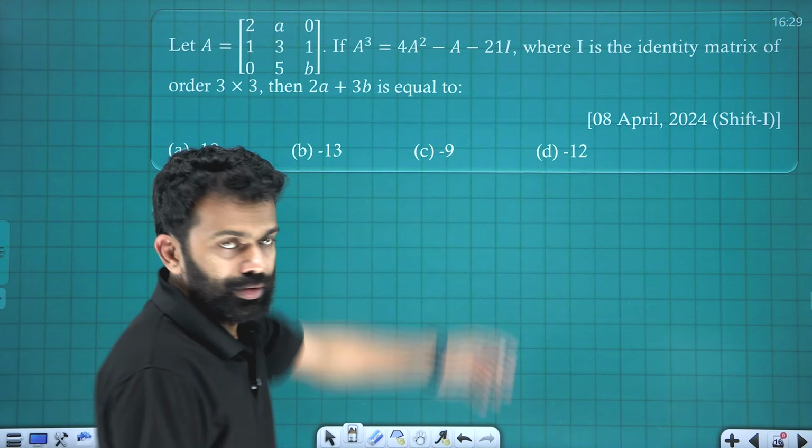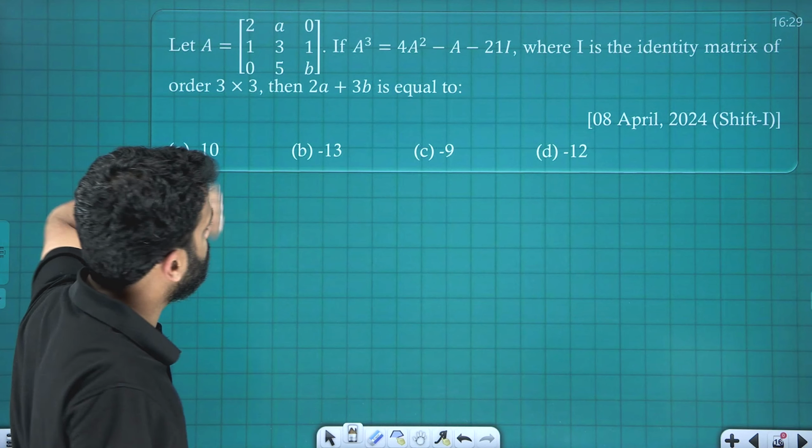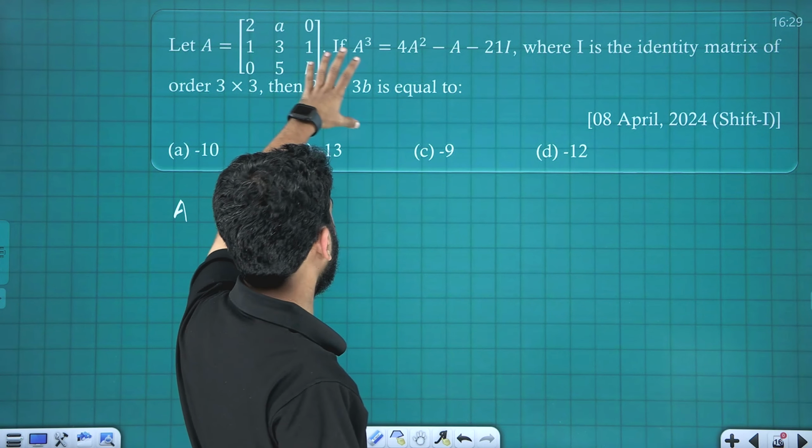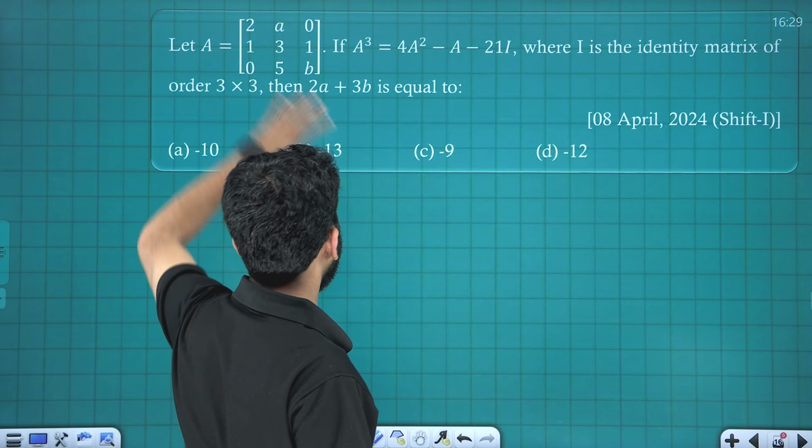A square matrix A is given. Of that, two unknown parameters are there, A and B. And they have given you an additional cubic matrix equation, which this matrix satisfies. They have stated that I is the identity matrix. We know that. And you need to find A and B, or 2A plus 3B, whichever you can.